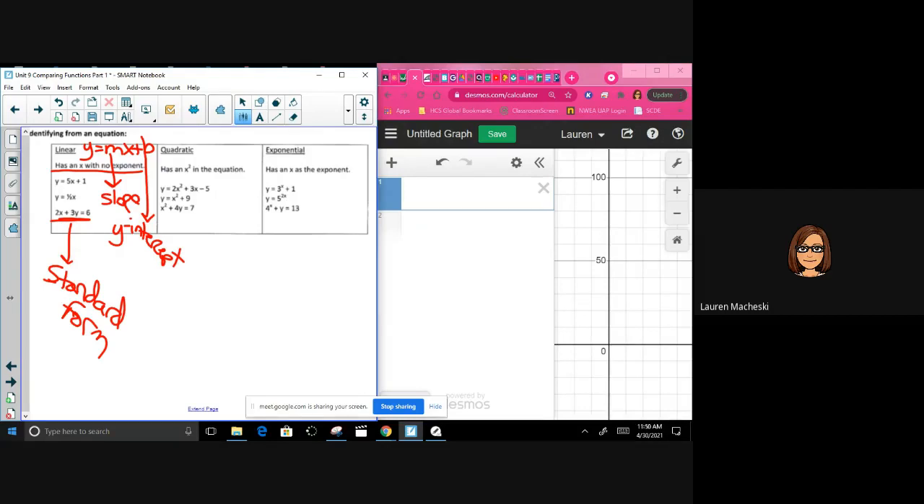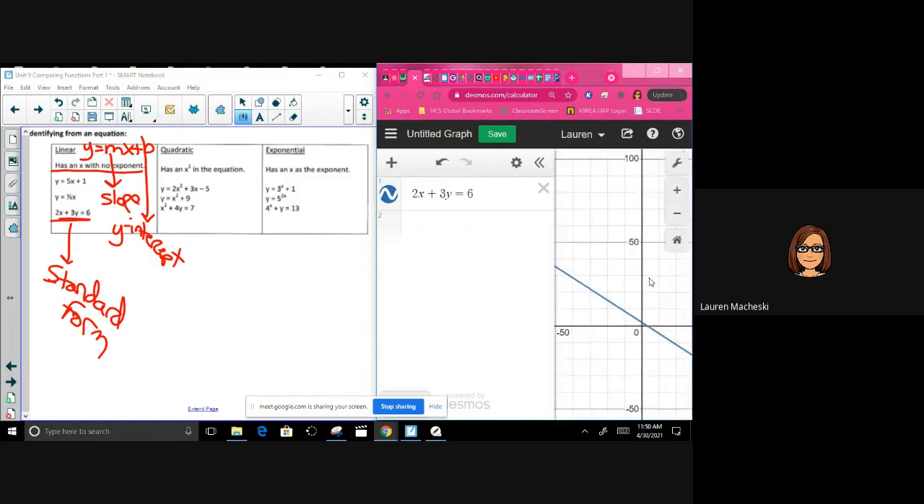If you ever doubt whether an equation is linear or not, you could put it in your calculator. So like that third one, if I doubted whether that was linear, I can put it in my calculator and I can see linear is going to make a line, and it does make a line. I can kind of zoom around if I need to make sure it fully makes a line.